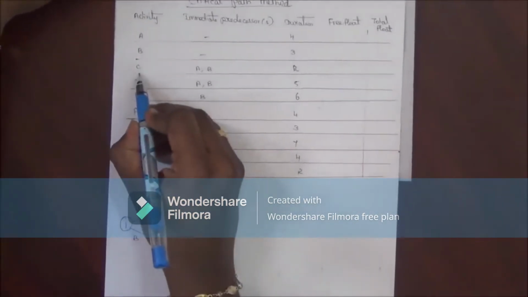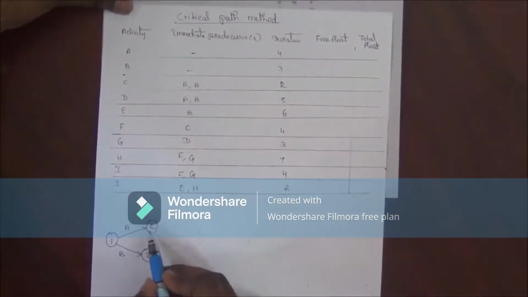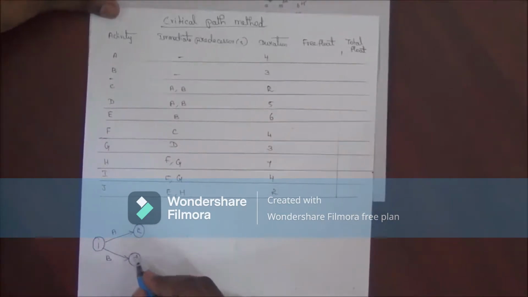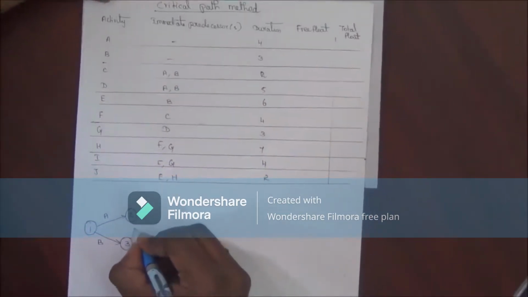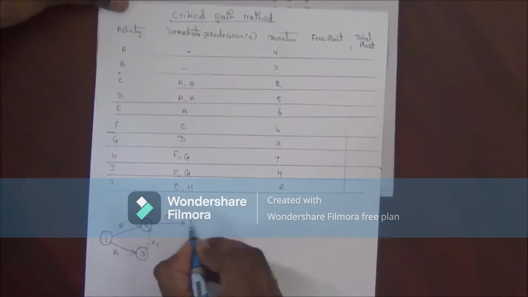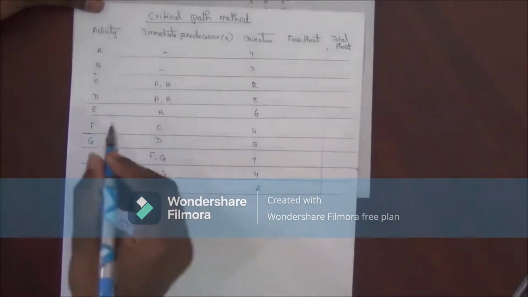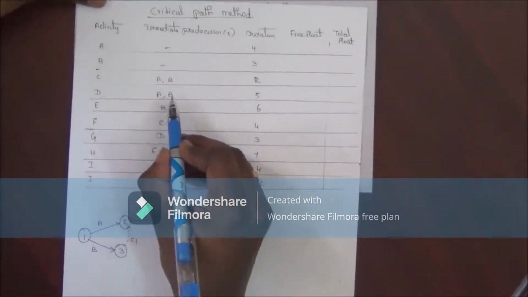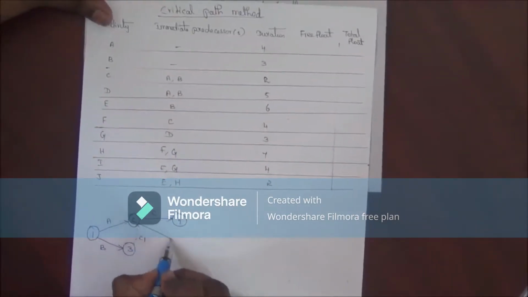C has immediate preceders A and B. So C comes after A as well as B. So we don't have any interlink, so we have to construct a dummy activity, C1. Then we have to draw C. Similarly, D comes after A and B. We have already constructed the dummy activity, so we can draw D.